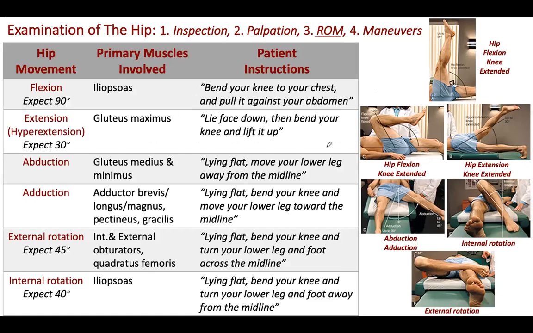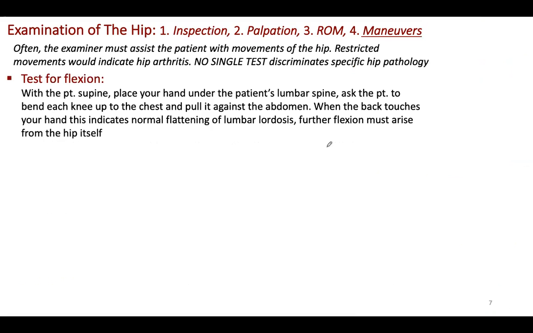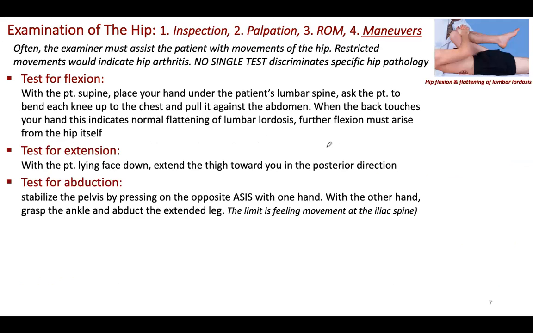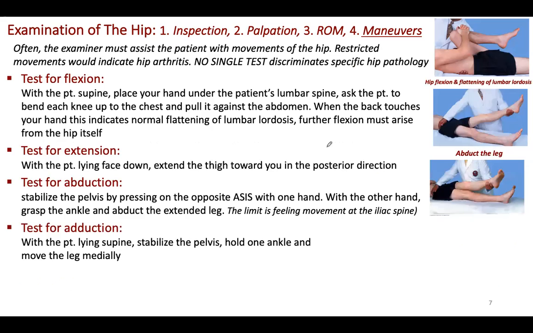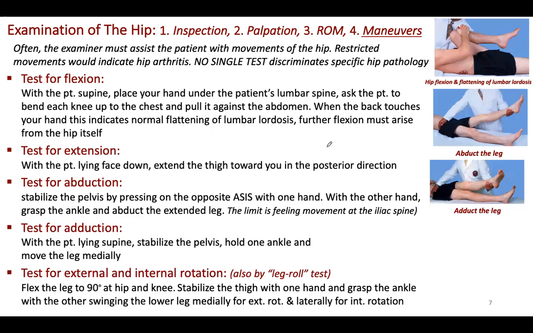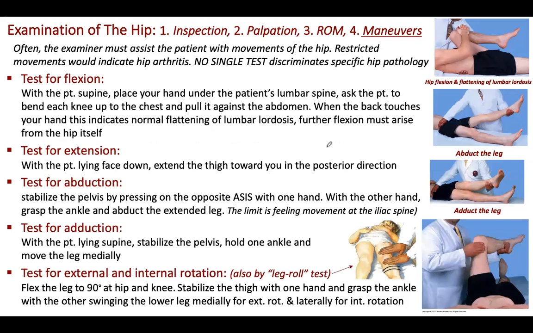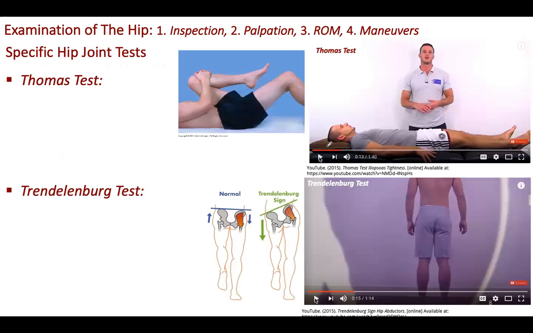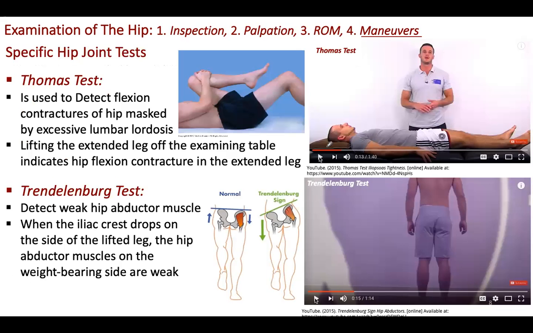These are the different movements and the primary muscles involved and how to assess the hip, and some special maneuvers. Testing for hip flexion, testing for hip extension, testing for abduction, and testing for adduction, and testing for external and internal rotation. How to do all these tests, this is a lab talk. And the Thomas test and Trendelenburg test.